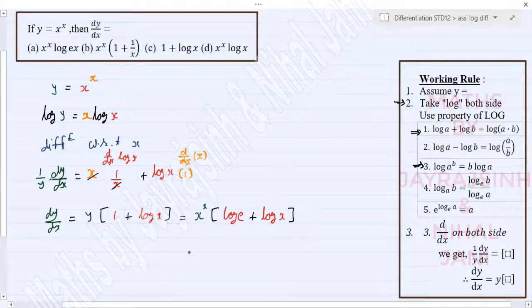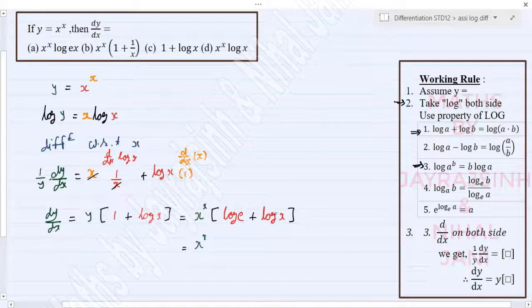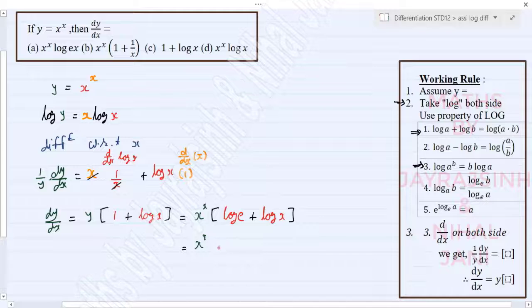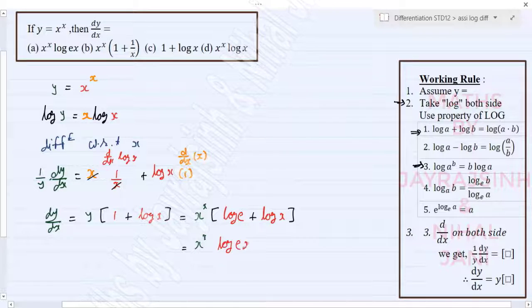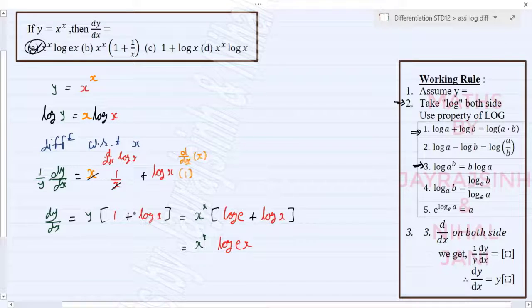Let's use first property to simplify our bracket. Your x raised to x will be as it is, and log e plus log x will become log ex, which is given in option A. So it is your final answer. Ta-da!